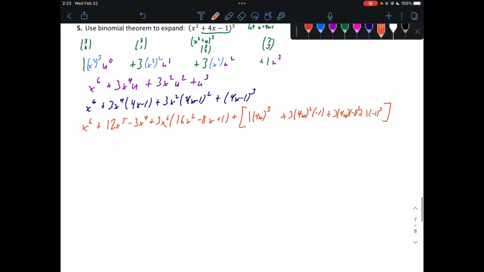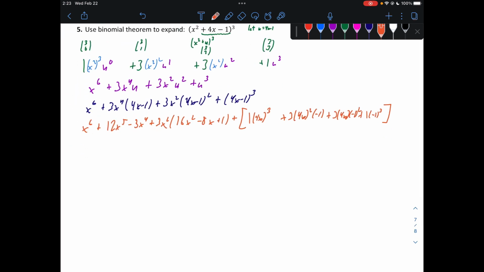All right, and then we can simplify that out from there as well. But for this, we'll just stop there for now. That's how you would use the binomial theorem to expand a trinomial.